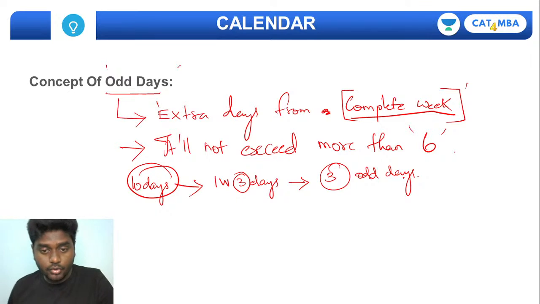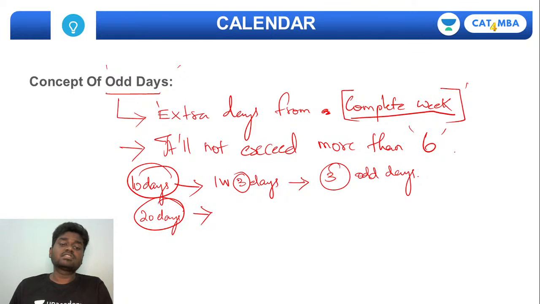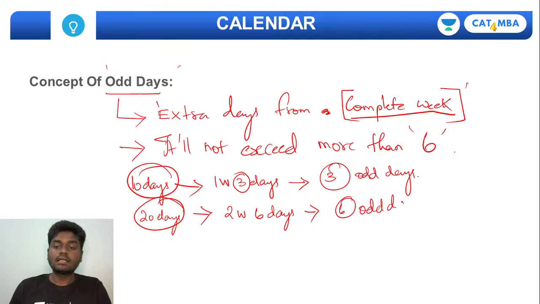I hope you got the point here. If I go for 20 days, and if I ask you to find how many odd days are there, first of all, you need to see how many weeks are there here, right? So we'll be having 2 weeks. You'll be having 2 complete weeks, which is 14 days, and 6 extra days. So I can 100% say that the 6 is my odd days. Clear everybody? Is that clear for you?